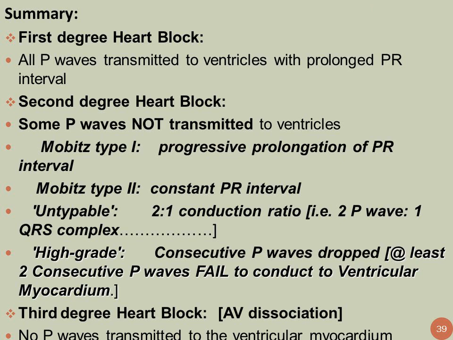Untypable, 2:1 conduction ratio, i.e. 2 P waves, 1 QRS complex. High grade, consecutive P waves dropped, at least 2 consecutive P waves fail to conduct to the ventricular myocardium. 3rd degree heart block, AV dissociation. No P waves are transmitted to the ventricular myocardium.